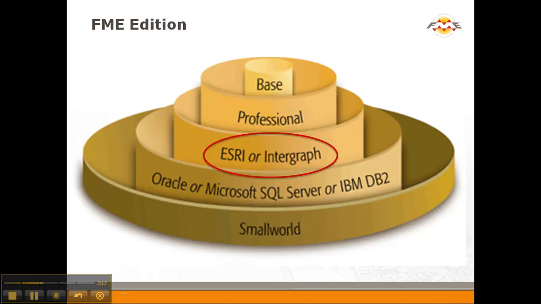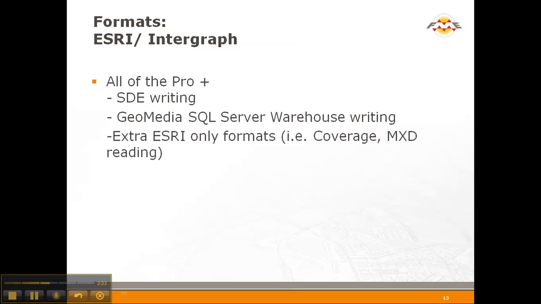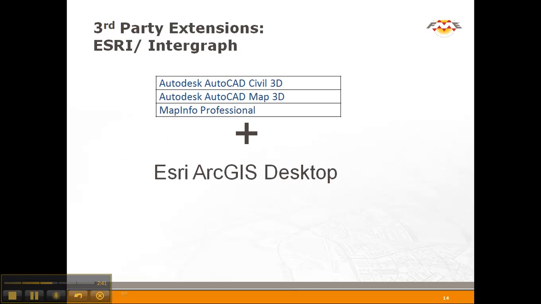As we continue to build on the professional edition, you'll see that the next tier has 2 products. Regardless of their names, both the ESRI and Intergraph editions are identical in every way. As you never lose functionality as you go up the FME Desktop Edition ladder, similar to the Professional Edition, this has all the transformers. It also adds the ability to write data into SDE, GeoMedia, SQL Server Warehouse, and some ESRI-specific formats, such as MXD. As for third-party integrations, this tier includes the ESRI ArcGIS Desktop Integration, which allows FME to be integrated into ArcCatalog for viewing of non-native ESRI formats, as well as ModelBuilder.